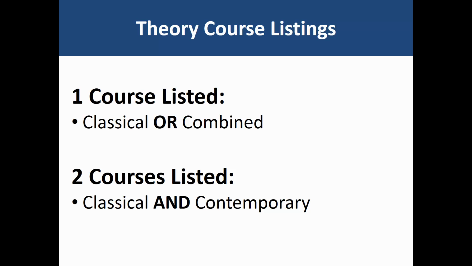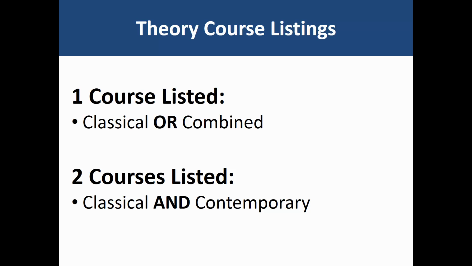First, there's one thing to note about sociological theory course listings. If a sociology department has only one sociological theory course listed, it's either going to be classical or combined. They're either going to only focus on teaching those historical foundational theories, or they're going to cram everything into one course by using one of the combined books.